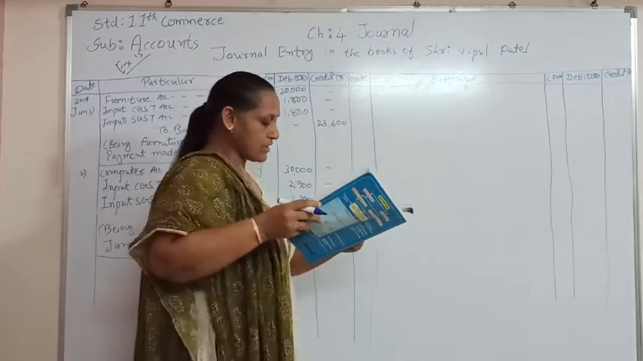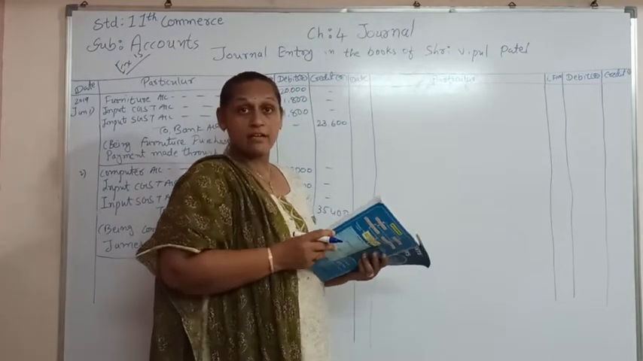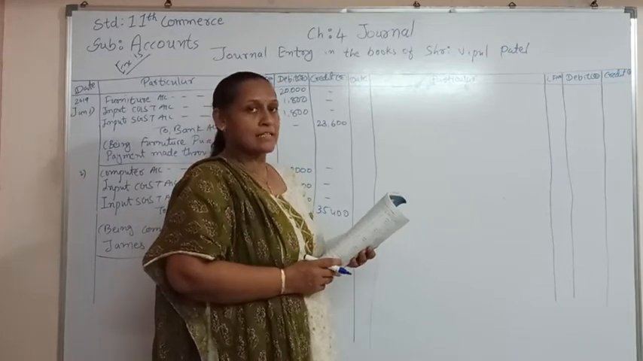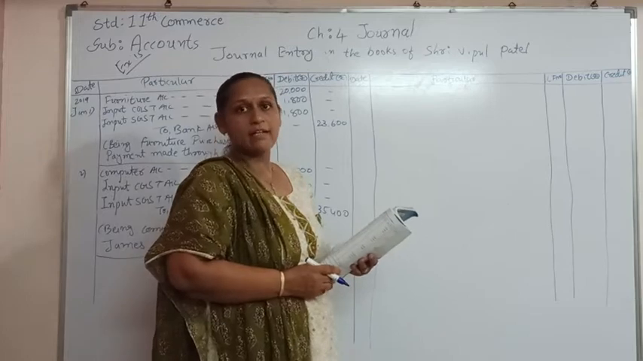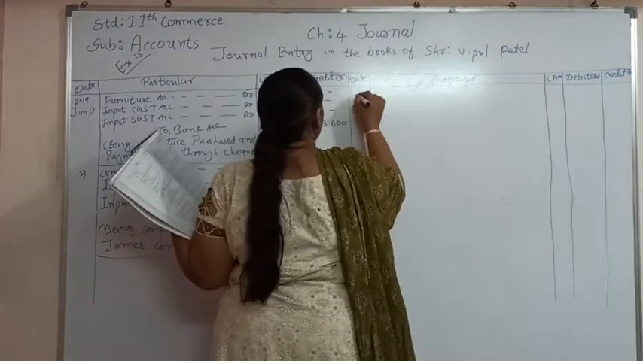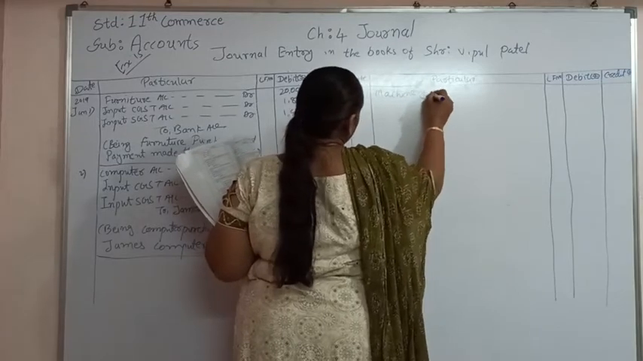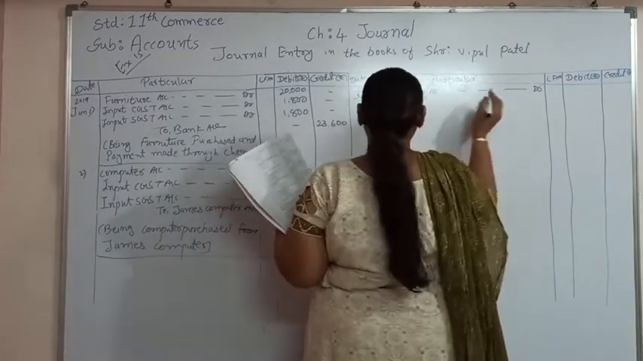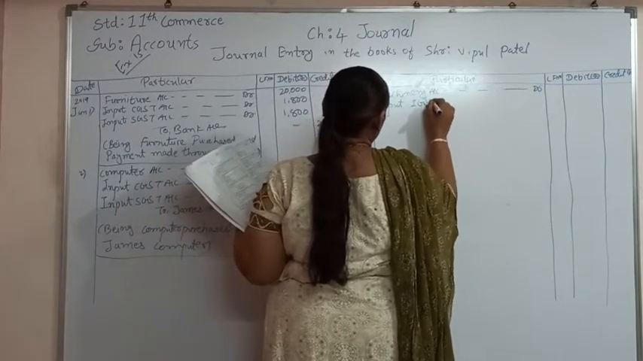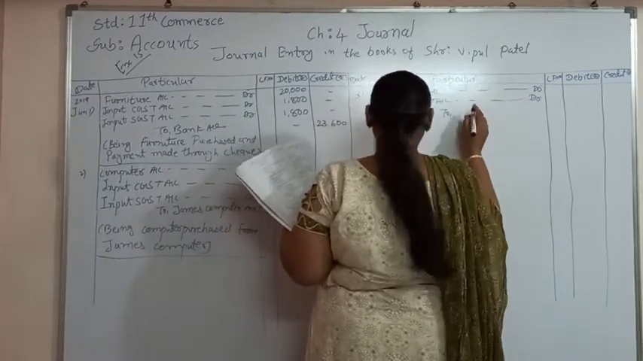The next transaction is a machine of rupees 1 lakh purchased from Raj Machinery Store of Delhi. So here we are purchasing machinery from Delhi. For that we are going to pay input IGST. So machinery account debit, input IGST account debit, to bank. That journal entry we are going to pass. For the third: machinery account debit, then input IGST account debit, to bank account.